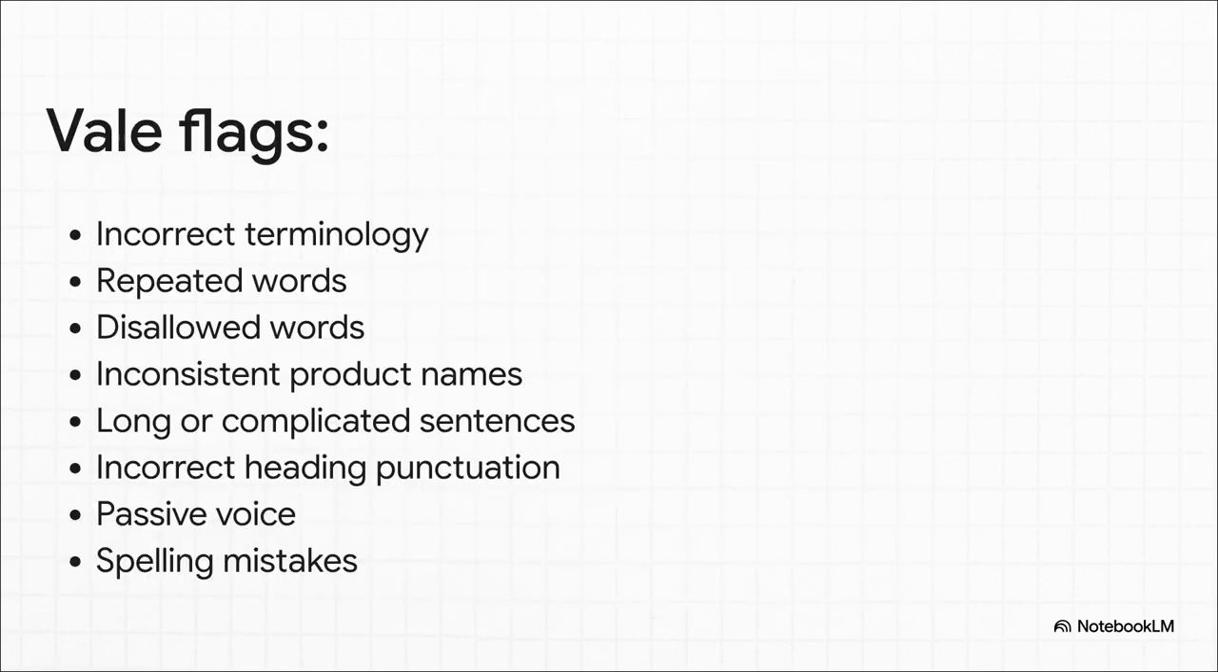What is it actually looking for? Well, Vale is purely hunting for stylistic violations based on your company's specific style guide. It systematically tracks down incorrect terminology, catches those embarrassing repeated words like "the the", and flags disallowed words, like say your company policy forbids the word "utilize". It checks that product names are capitalized consistently, flags sentences that are just way too long, checks heading punctuation, calls out passive voice, and yeah, it catches your basic spelling mistakes too.